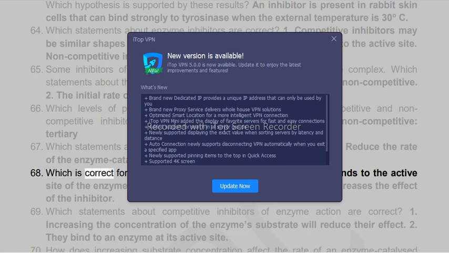68. Which is correct for a competitive inhibitor of an enzyme? Inhibitor binds to the active site of the enzyme, and increasing the substrate concentration decreases the effect of the inhibitor.